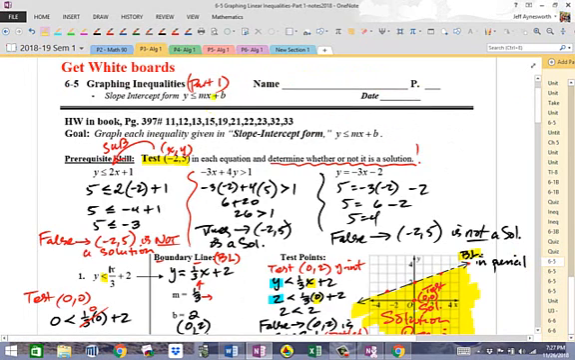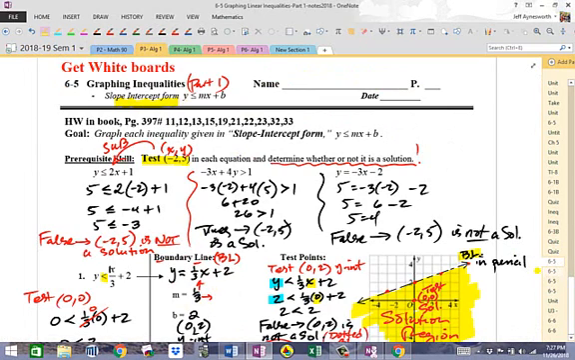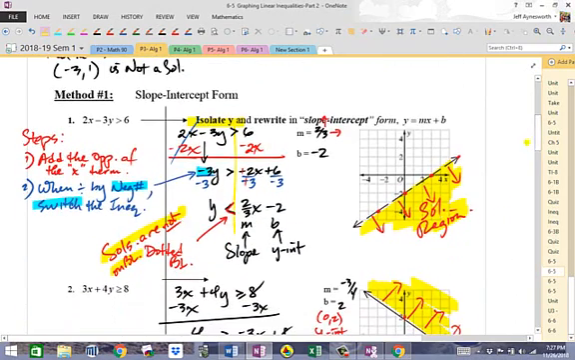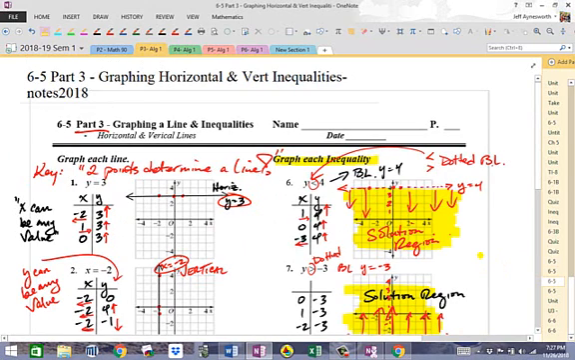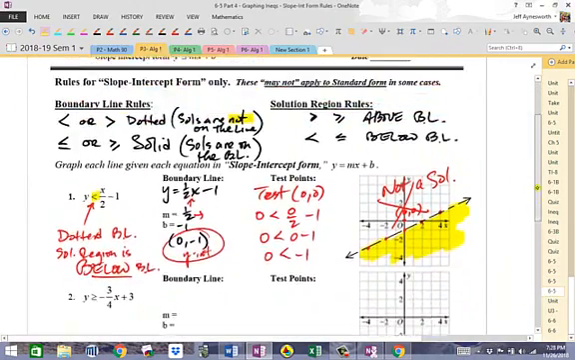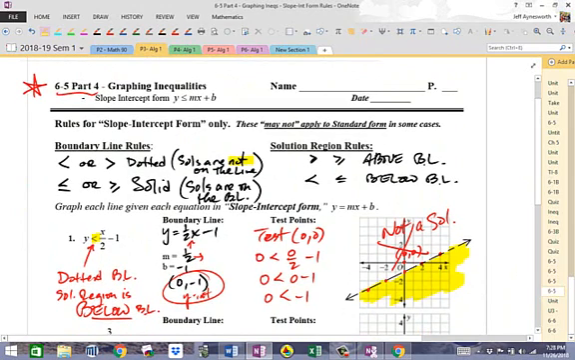Here's section 6.5 part 1, how we graph linear inequalities in slope-intercept form. Notice the title, slope-intercept form. In part 2, we went into standard form when we talked about how to graph inequalities in standard form, so check this out. And then in part 3, we talked about how to graph horizontal and vertical lines and inequalities. And in part 4, we did a drill on how to graph linear inequalities in slope-intercept form without using test points, just by knowing the boundary line rule.